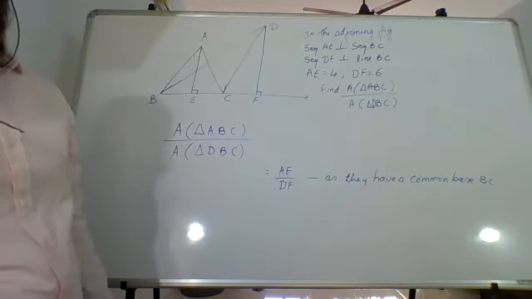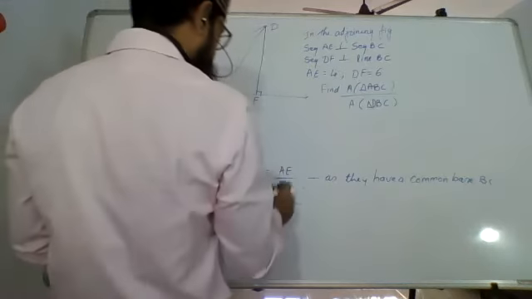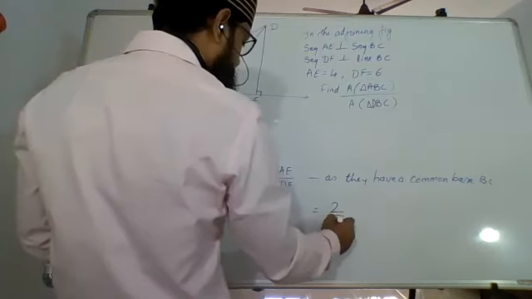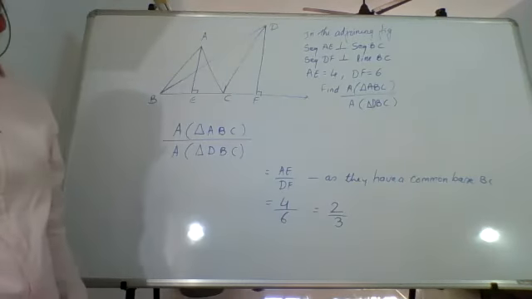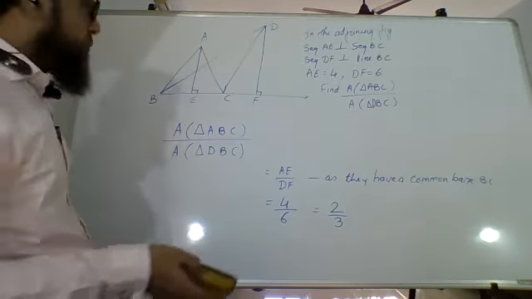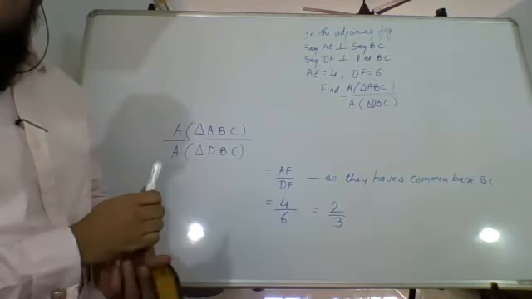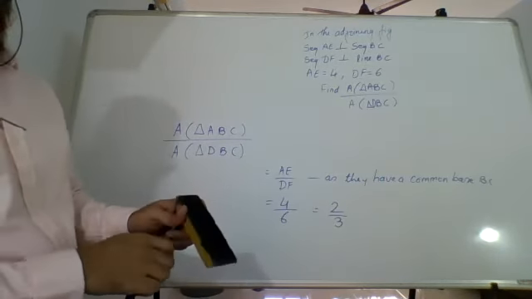Now, what is AE? What is DF? 6. So this is equal to 2 upon 3. Okay, one more before this logs us out.